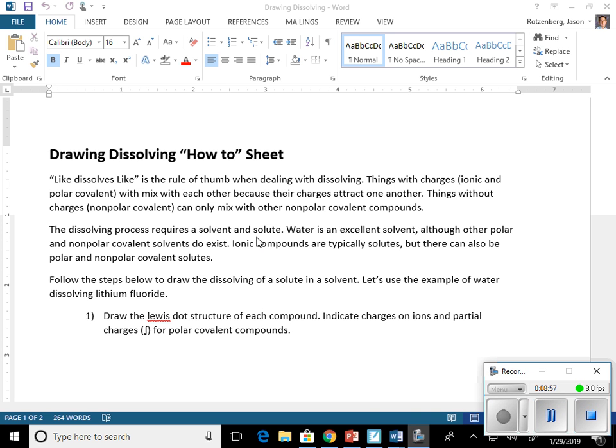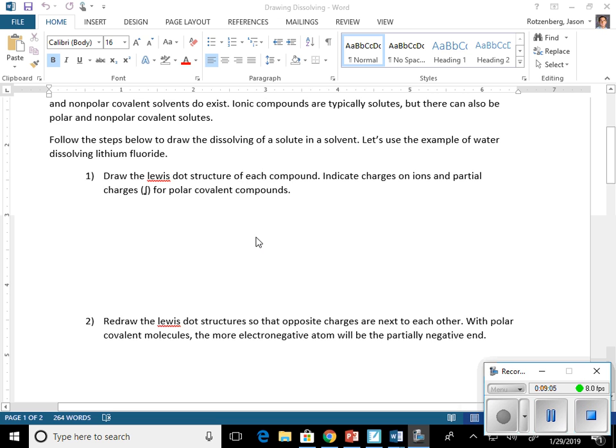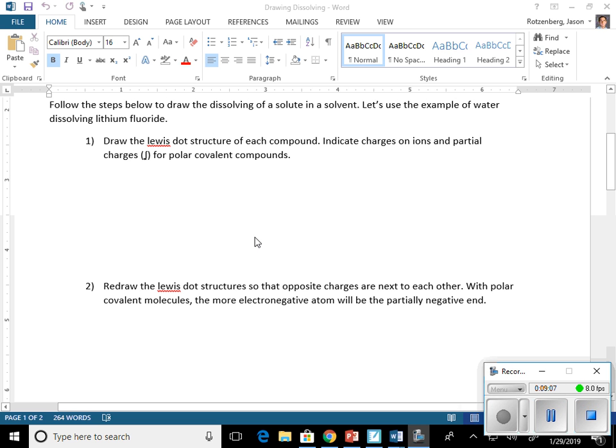I want to show you a skill that you need to know in Chem 1 of how to draw dissolving. I've divided this into 3 parts for this worksheet. So part 1 says draw the Lewis dot structure for the compounds listed, indicate charges. Well, it's asking for water and lithium fluoride as my 2 substances.